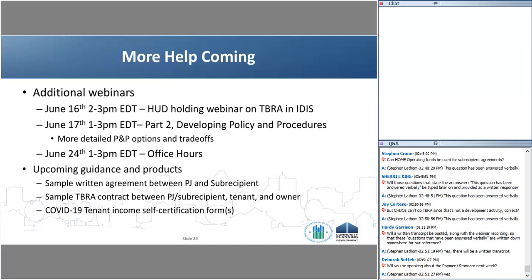Some other things to watch for. We're working on a sample written agreement between a PJ and a subrecipient for an emergency TBRA program, tailored to the presumption that many of these waivers and suspensions are in use. A sample TBRA contract that's been structured as a 3-party agreement between the PJ or the subrecipient, the tenant, and the owner, trying to pull all that together into one document to speed the delivery and also allow for fewer pieces of paper floating around where it's difficult for people to be signing in person given the pandemic. And as we mentioned, HUD is working on a tenant income self-certification form package, and so watch for those things.